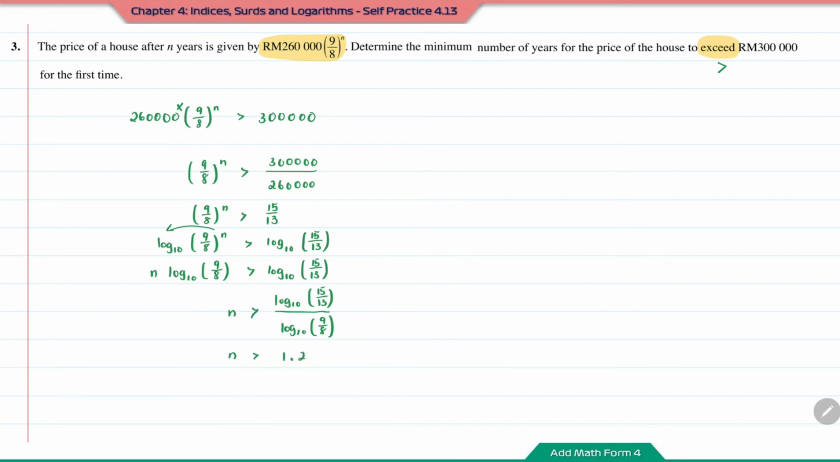So the number of years is a whole number. So when n is greater than 1.2, the nearest whole number will be 2. Therefore, the minimum number of years will be equal to 2.